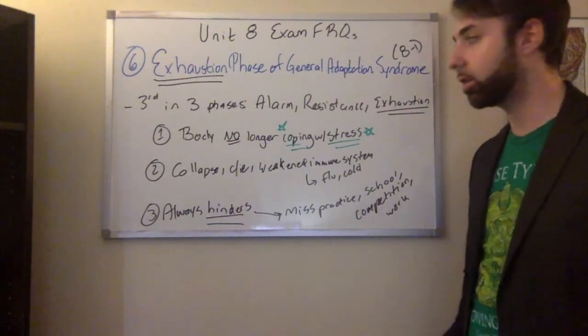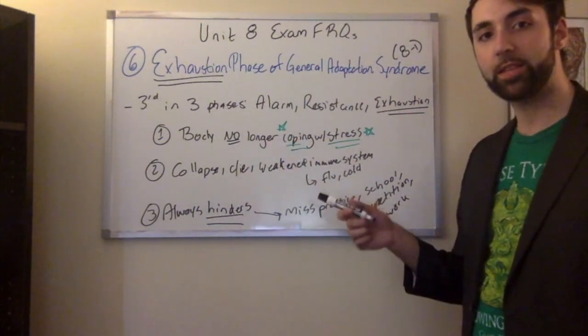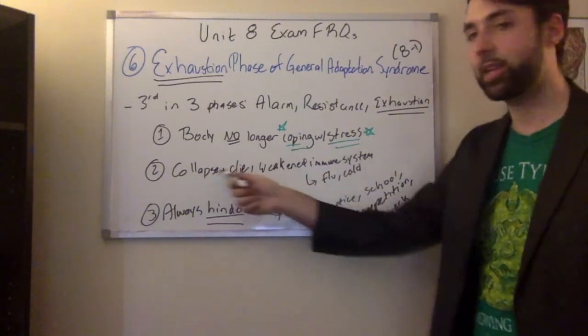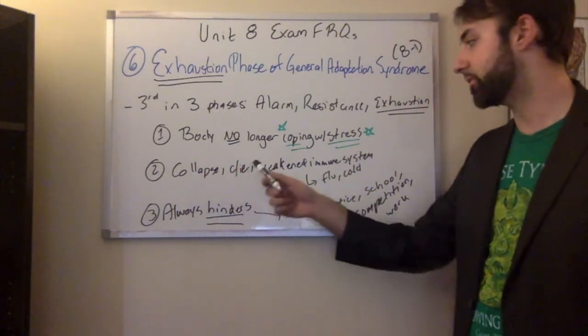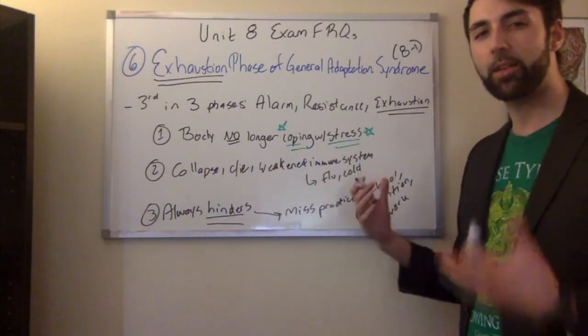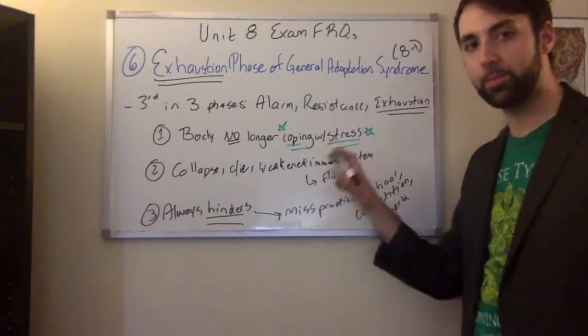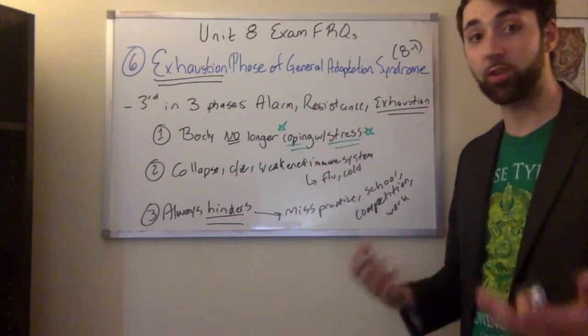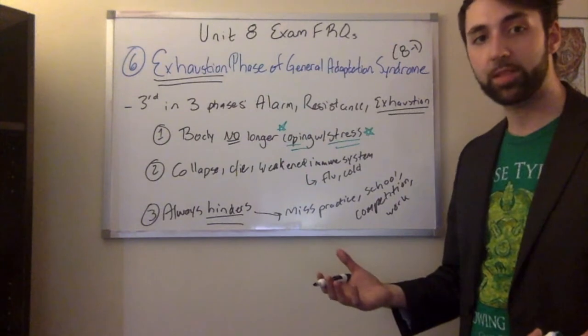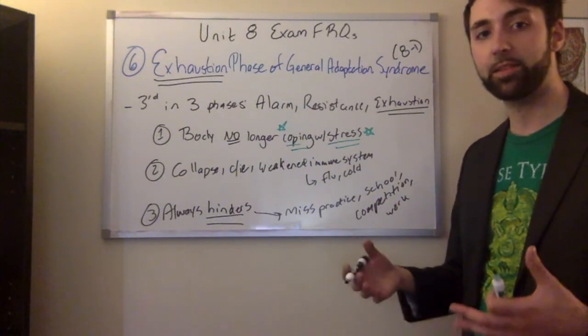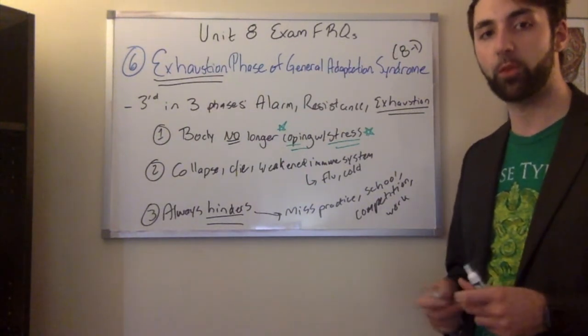So in a bullet, I'm going to look for no longer coping with stress and something listed here on number 2. Collapse, death, weakened immune system, and then a very clear example about why a weakened immune system is going to hinder you, for example, in school. You might not be able to study. You might miss valuable classes. That's certainly going to hinder your overall performance in school.